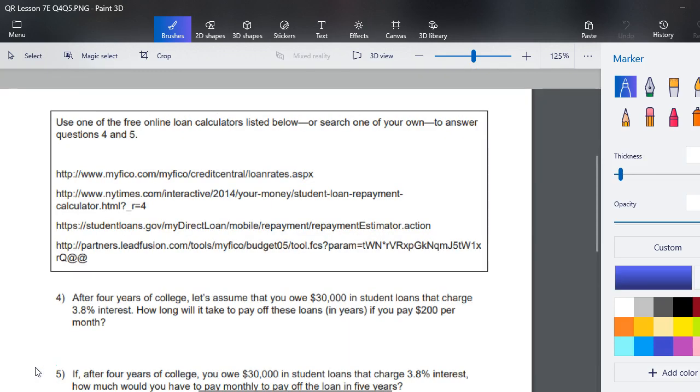Before you hit pause and go to do questions 4 and 5, this one starts by saying use one of the free online loan calculators listed below, or search for your own to answer questions 4 and 5. I want you to go ahead and make sure you don't use this one. It is not working. And you can search for your own. I'm also going to write down another one that I like to use, and that's the one I'm going to work through the examples 4 and 5 with. So you can search for your own right now, or you can go ahead and join me at question 4, and I'll show you the link that I want to use and where I'm going to go down into the link to find some numbers to answer 4 and 5.